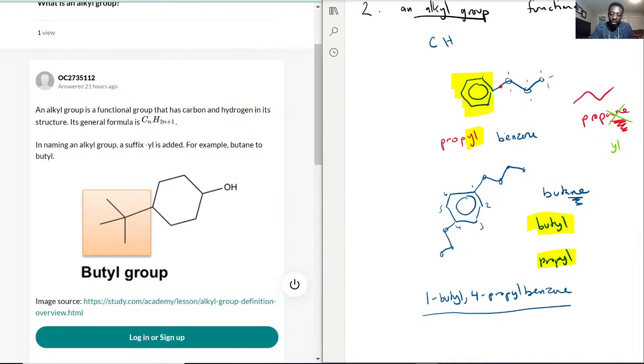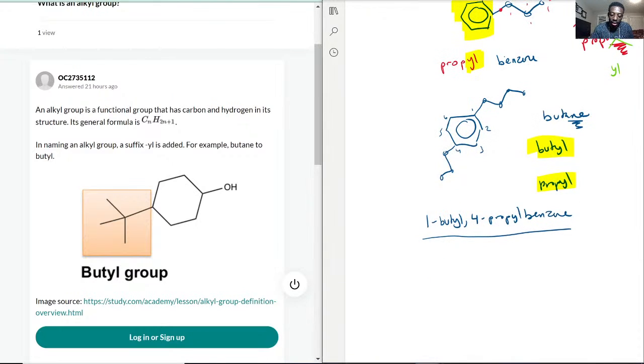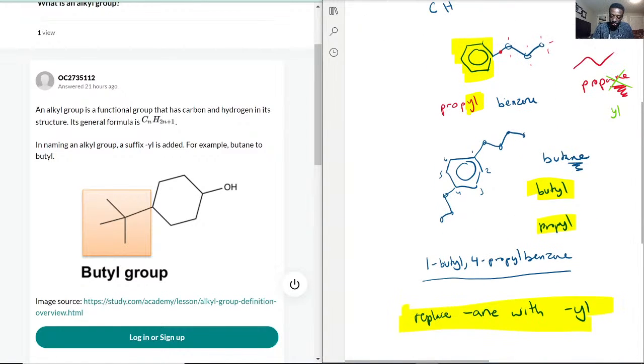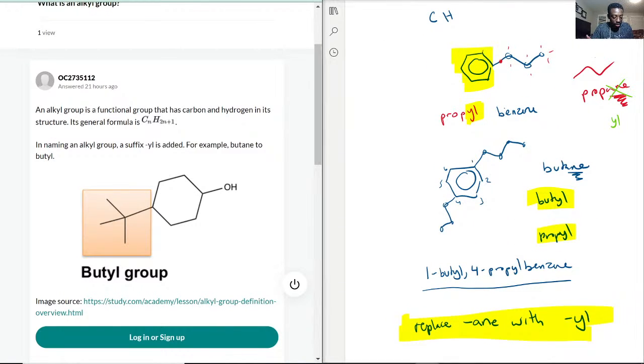So I'm going to write it down here, just to emphasize. Replace ANE with YL. So if anything, this is the most important thing you should take out of this when you're working with alkyl groups. Okay, so let's see what they say here.